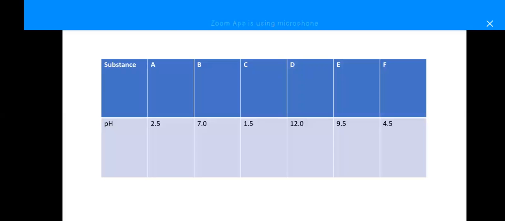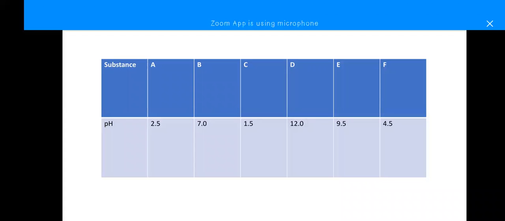Okay, so this is a question to test or jog your memory. So you all have to unmute yourself. I want to see how you'll be able to answer the questions. So study this table. You have a substance column, with A, B, C to F, then the corresponding pH below. A has a pH of 2.5, B has a pH of 7, C 1.5, D 12, E 9.5, and F 4.5.